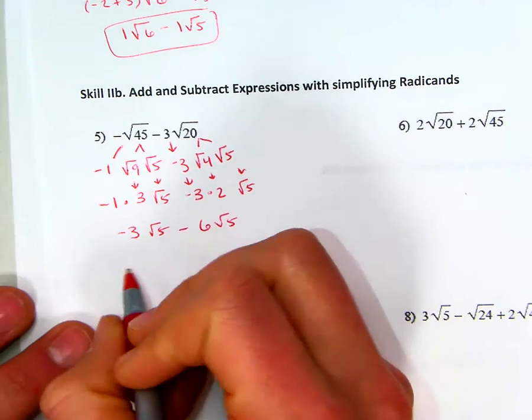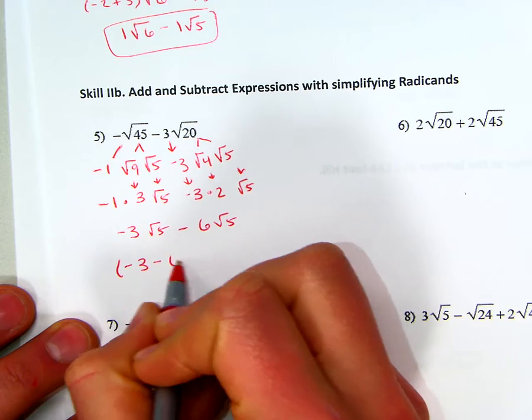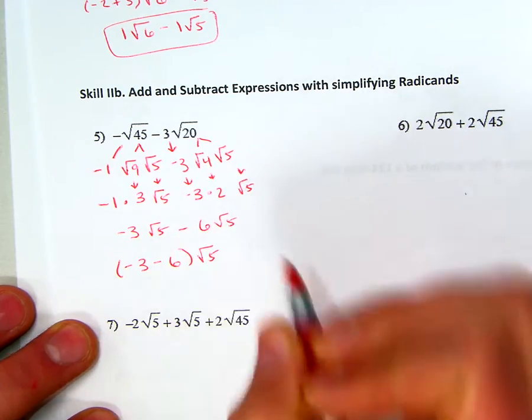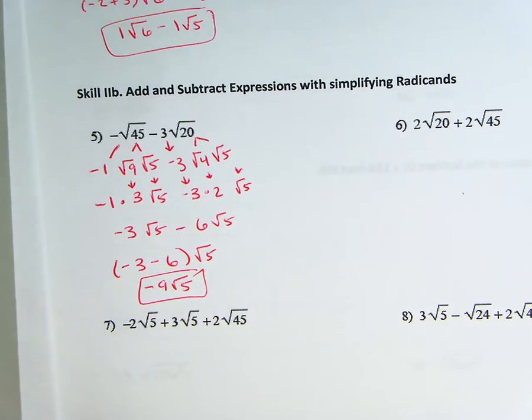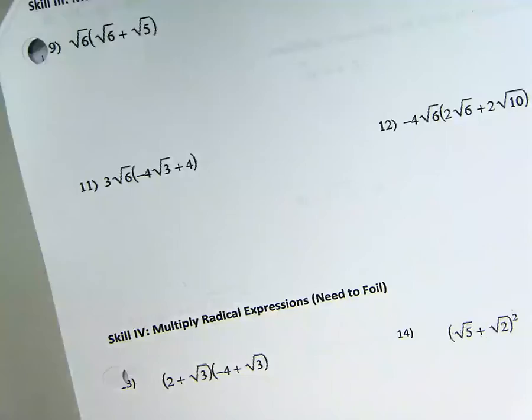And now it's just the same thing here. You have negative 3 minus 6 times the square root of 5. That's negative 9 times the square root of 5. That's that problem right there. We should have got through that yesterday. If we didn't, we didn't.